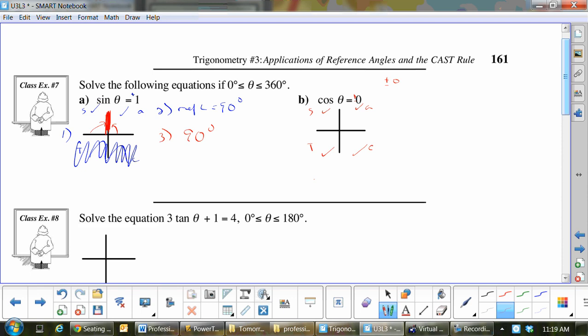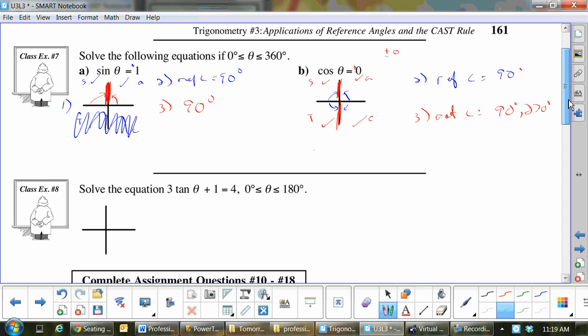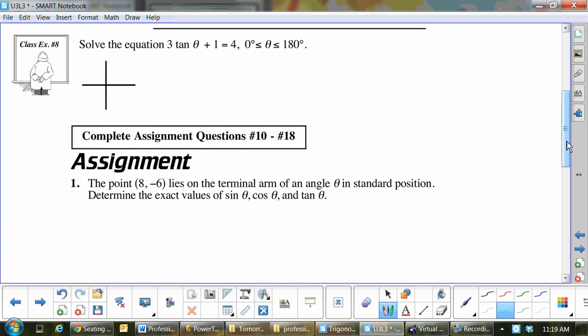So next, what's my reference angle? 90 degrees. So what we do is we come up 90, come up 90, come up 90, come up 90. So step 3, my rotation angles are 90 degrees and 270 degrees. Okay? See how those ones are kind of weird? Okay? Now number 8 definitely is going to show up on a quiz and test.